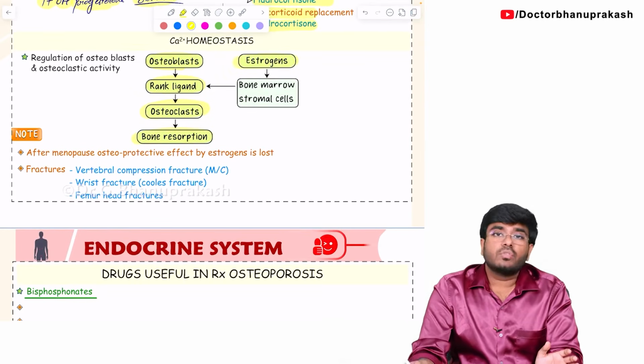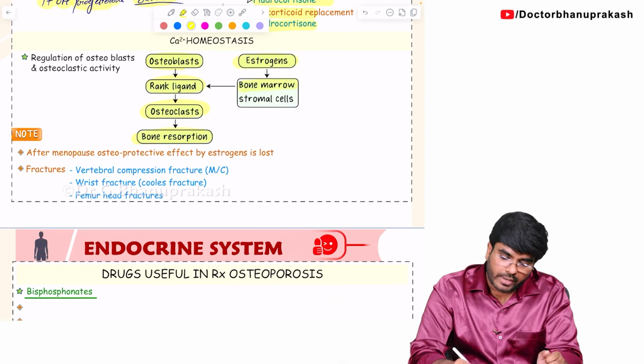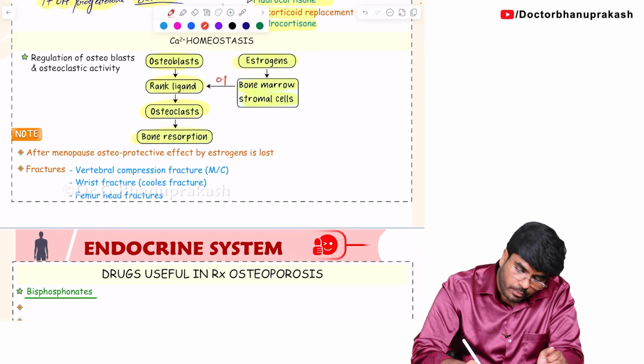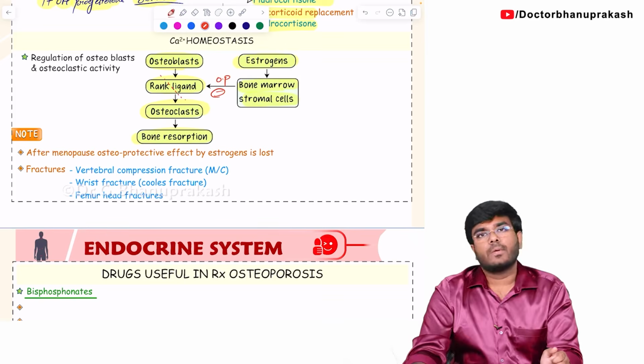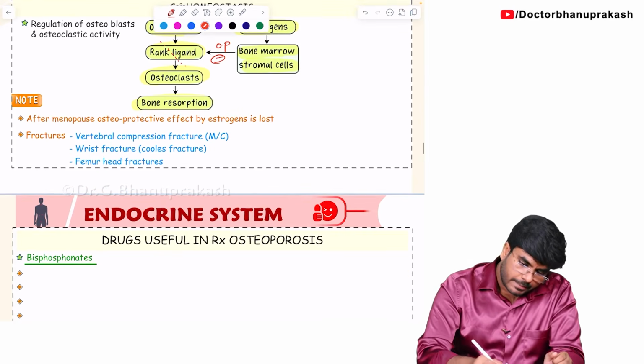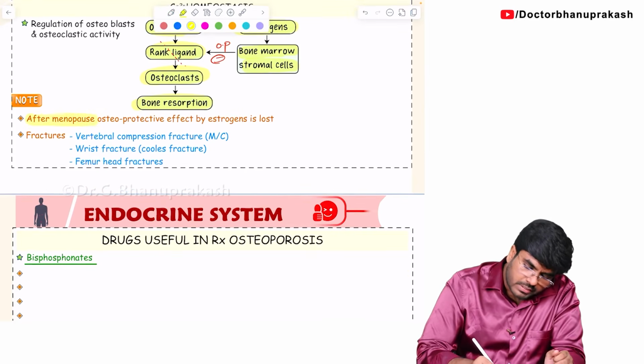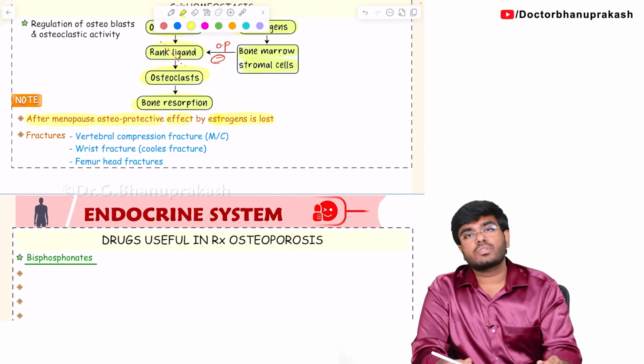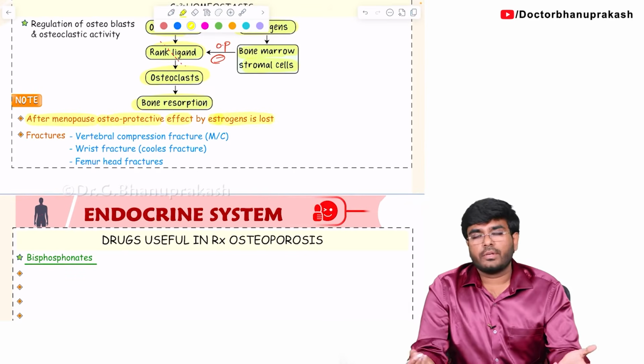See, in a reproductive age group female, estrogens are there. Estrogens are going to act on the bone marrow stromal cells. The bone marrow stromal cells are going to produce osteoprotegerin. Osteoprotegerin, what will it do? It will inhibit the RANK ligand. Already I have explained this. Now what happens after menopause? The osteoprotective effect of the estrogens is lost. No more estrogens, no more osteoprotection. So she is going to have the fractures.